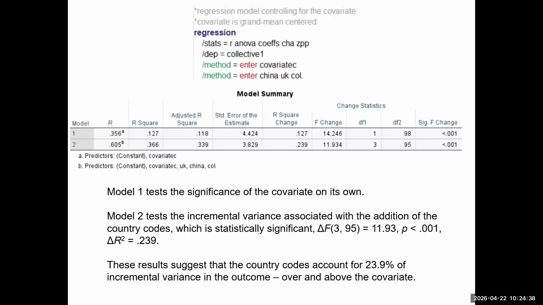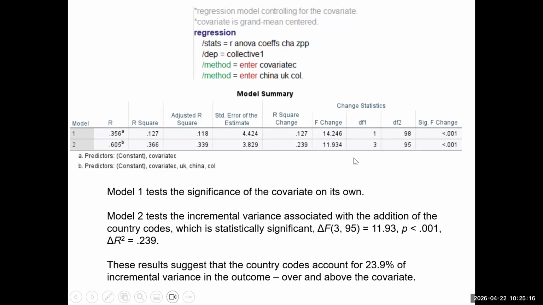And so let me sort of show you what I mean. If you're not familiar with hierarchical regression analysis, it's a way to structure a regression model as really a series of models that are built sequentially or hierarchically. And in SPSS, we're going to have as many method equals enter statements as we have predictor blocks. In this case, we've got two predictor blocks. We're going to put the covariate in on the first predictor block, and then we're going to add our three country dummy codes on the second predictor block.